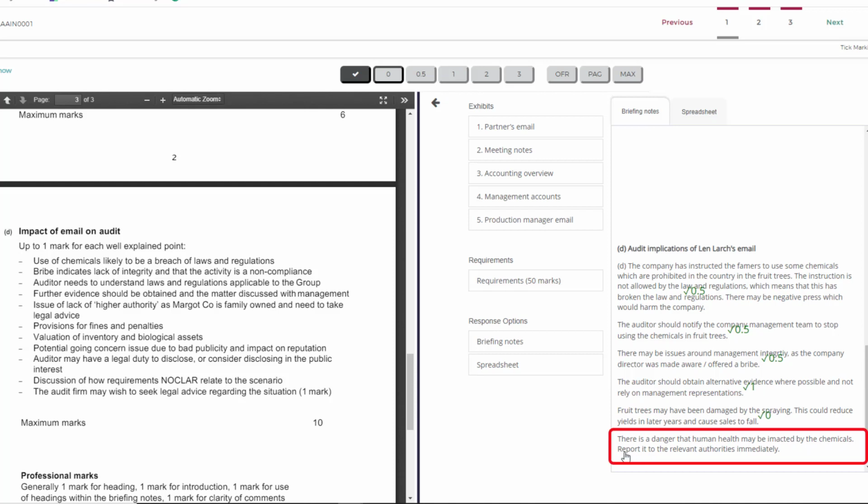Oh, human health could be impacted. We should report to the relevant authorities immediately. That's getting at this point over here around the auditors potentially having a legal duty to disclose because this is in the public interest, danger to human health. But they've not really used the correct language here. Nothing about there being a legal duty. And because this is in the public interest, that's the test, isn't it? As to whether we should breach confidentiality. So to make this better, it should have talked about breaching confidentiality. It should have talked about it being in the public interest. So yeah, it's a decent point, but it's a little bit clumsy. So I'm only going to give it half a mark.